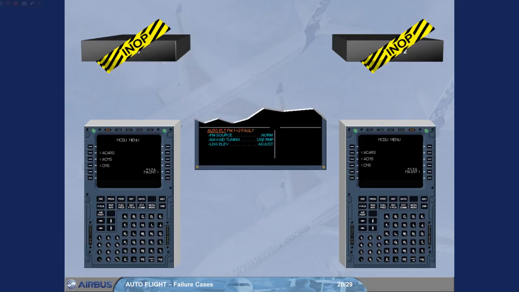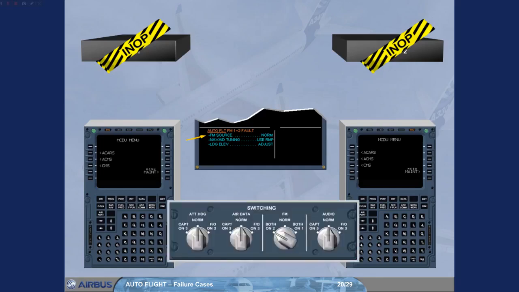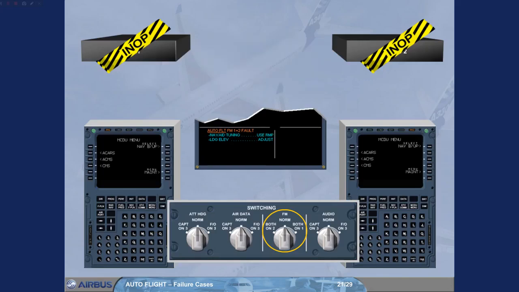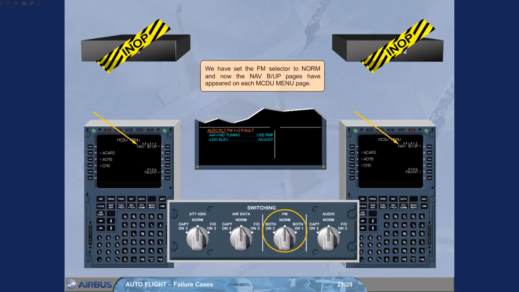We have cleared the auto flight, AP off, and auto thrust off messages for you. Now, the action is to set the FM source back to norm, to allow the display of the navigation backup on the MCDU menu page. We have set the FM selector to norm, and now the navigation backup pages have appeared on each MCDU menu page.